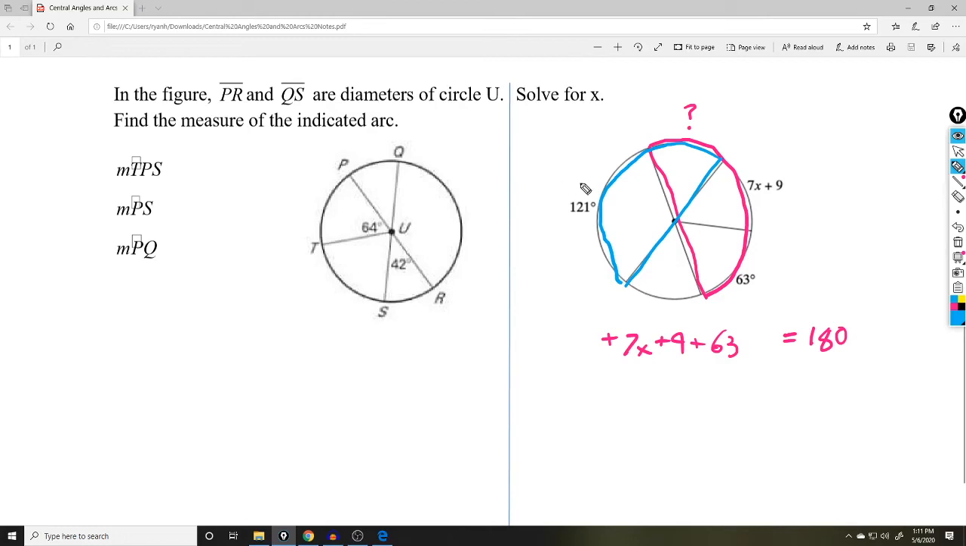Well, the easiest way is that we can find another diameter. Here's another diameter. And so if we want this measurement, well, this way around should be 180 degrees. And then we have 121 degrees taken up here. So the rest of it should be 180 minus 121, which gives me 59 degrees. And so 59 goes here. So I take the 59 and the 7x plus 9 and the 63, and that should add up to 180. And now I can solve my equation.